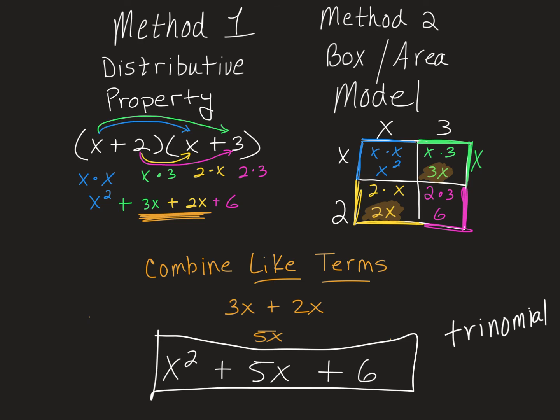Why is this called a trinomial? Because I have 1, 2, 3 terms in it. How many wheels does a tricycle have? It has 3, right? So this is something that we call a trinomial.